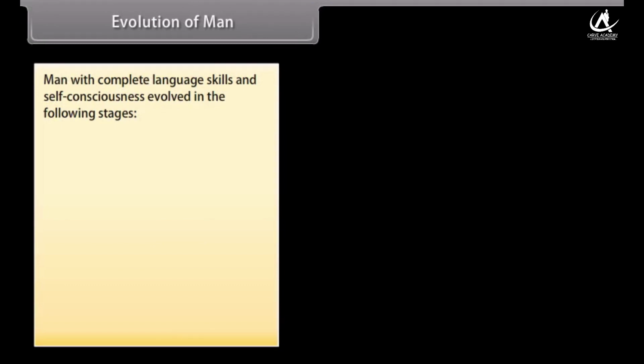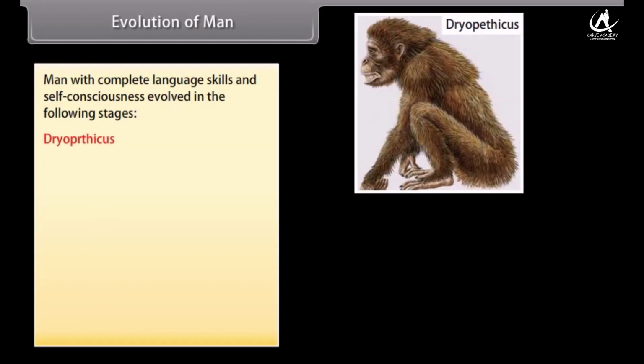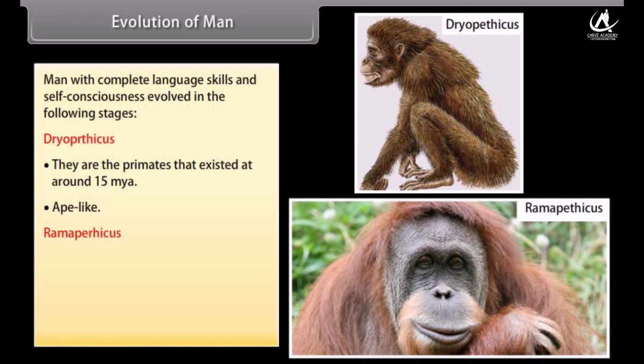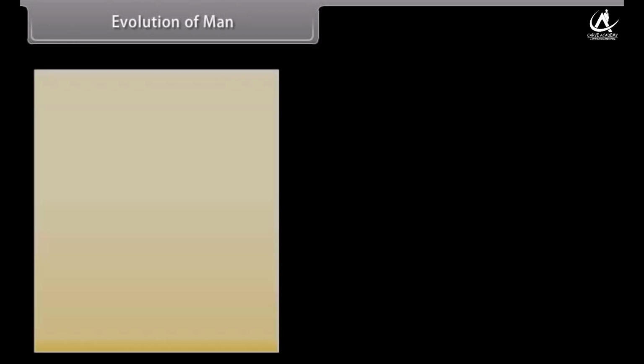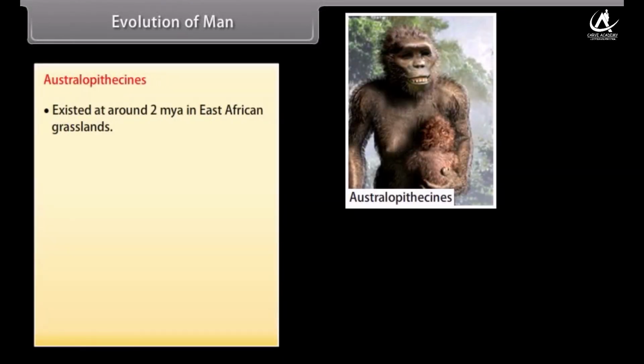Evolution of man. Man with complete language skills and self-consciousness evolved in the following stages. Dryopithecus are the primates that existed at around 15 million years ago. Ape-like. Ramapithecus are the primates that existed at around 15 million years ago. Man-like, walked upright and were about 4 feet tall. Australopithecines existed at around 2 million years ago in East Africa grasslands. First human-like beings called Homo habilis.